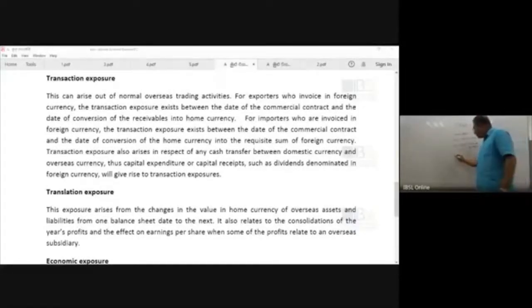So next one is the spot. Spot, we mustn't take the literal meaning of spontaneous. Spot does not mean a scar or a mark. Spot means 2 business days from the event.